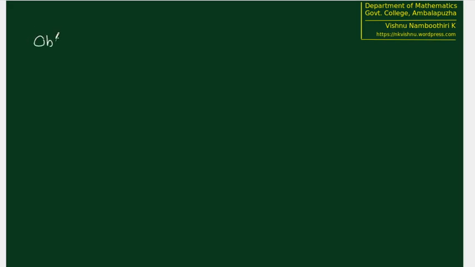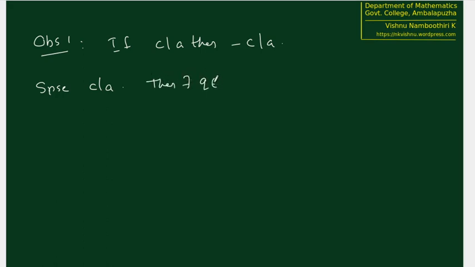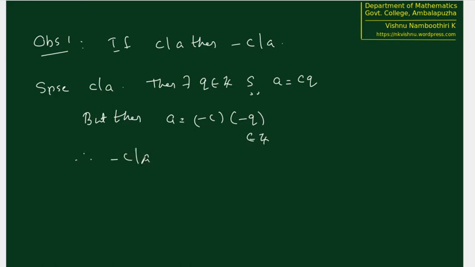So observation 1: if C divides A, then minus C also divides A. Why is that? Suppose C divides A, then there exists an integer Q such that A is equal to CQ. But then we can write A is equal to minus C into minus Q. Since Q belongs to Z, minus Q also belongs to Z. Therefore, minus C divides A. So whenever we have a divisor of a particular number, the negative of that also divides that number.